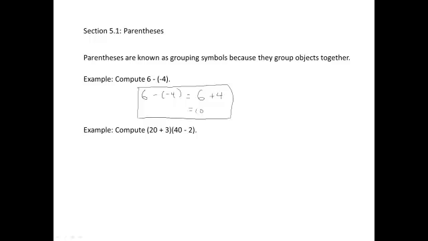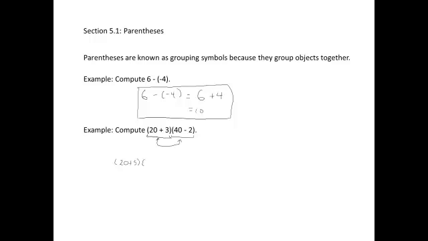Example, compute (20 plus 3) times (40 minus 2). In this problem, the parentheses are grouping the 20 and the 3 together, and the 40 and the negative 2 together. And so when we use the distributive property, we need to distribute everything from here with everything from here. And this leads us to our FOIL calculation.